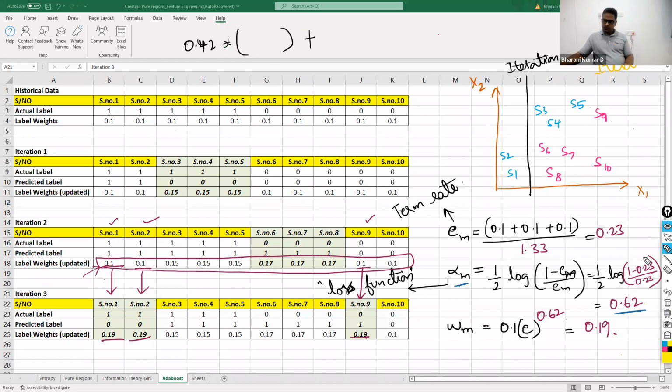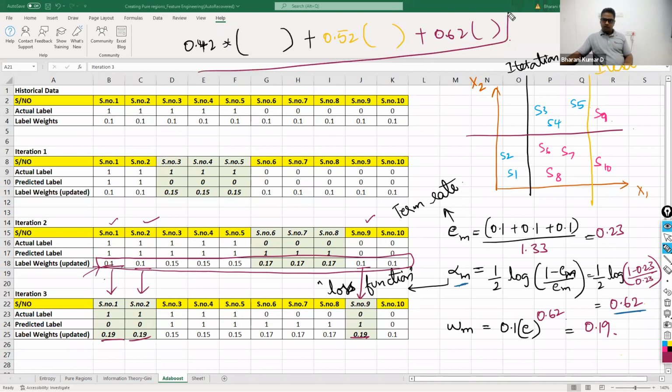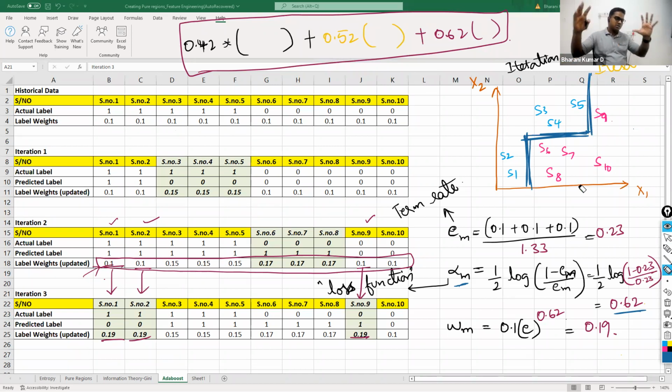Plus, when the second iteration was run, this was a classifier, and the weightage given for that, or the loss function, was 0.52 into this iteration 2. And when the third one was built, this is how the classifier was. And the weightage is 0.62. So 0.62 into this. When you combine these, you get a classifier like this. Simple. I'm just combining the results of all these three classifiers so that you get a final classifier. This is the reason why the algorithm is very good. It gives you good results.